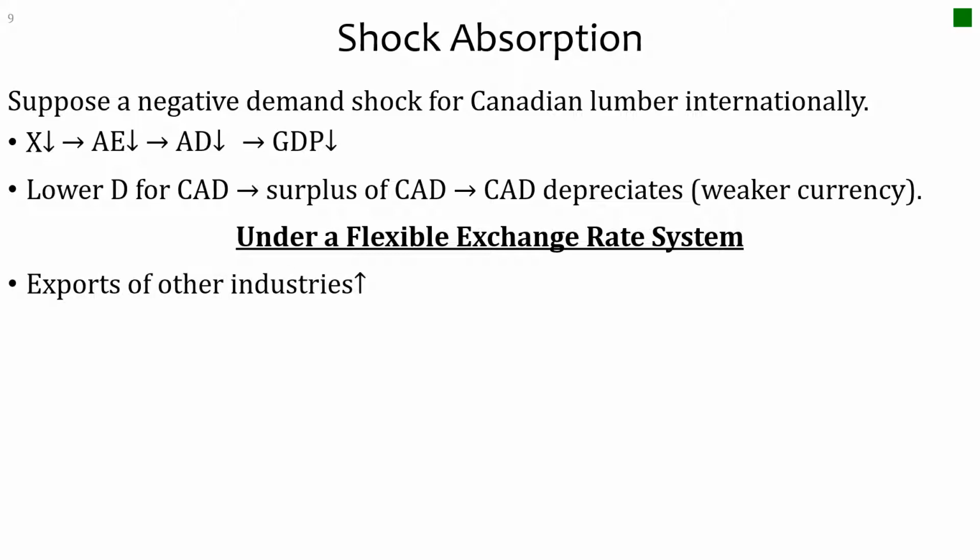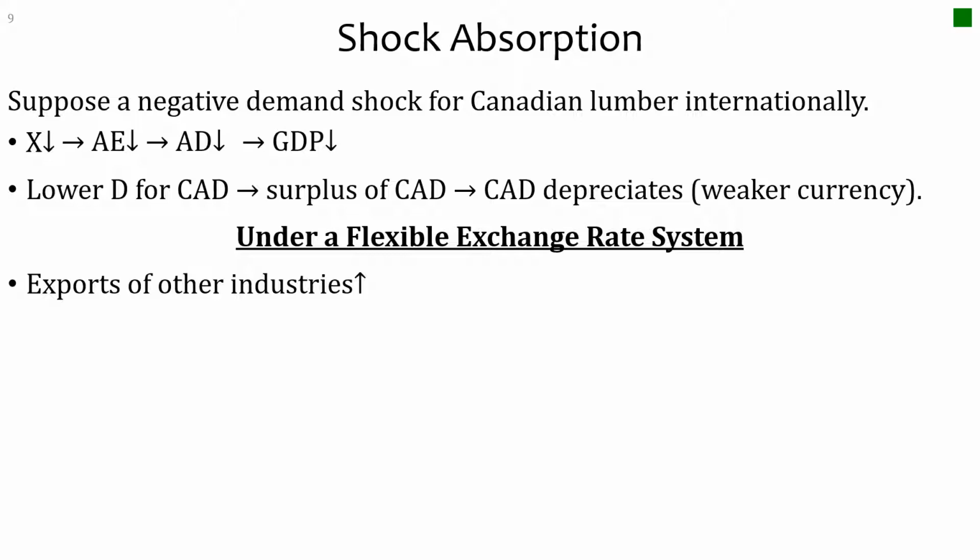Now, what happens is that in a flexible exchange rate system, the central bank doesn't touch the exchange rate, right? It says, oh, our Canadian dollar is weak. Okay, fine, let it stay weak, right? Now, if the Canadian dollar stays weak, the exports of other industries will increase. Remember, if our dollar is weak, it's easier for other countries to buy from us. If it's easier for them to buy from us, they're going to buy more from us. It's effectively the same as cheaper prices, right?